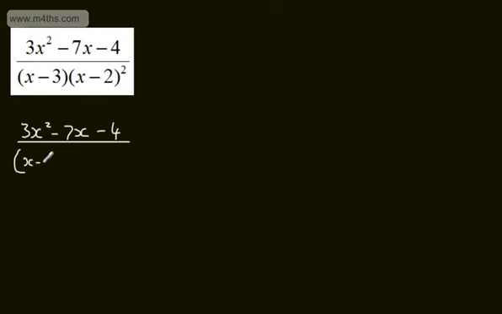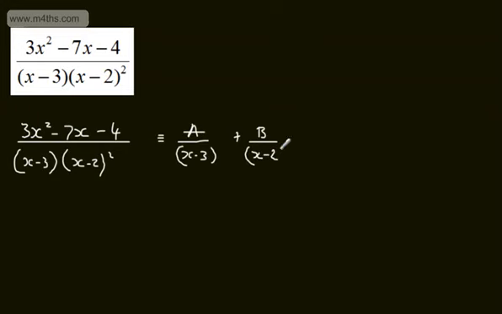So let's do this, x minus 3, and then x minus 2 all squared. So identity coming up, a over now linear factor x minus 3, plus b over now linear factor of x minus 2, and then plus now c over linear factor of x minus 2 all squared. When I say linear, it just means that that's x to the first power rather than x squared, which is quadratic, or x cubed, which is cubic.